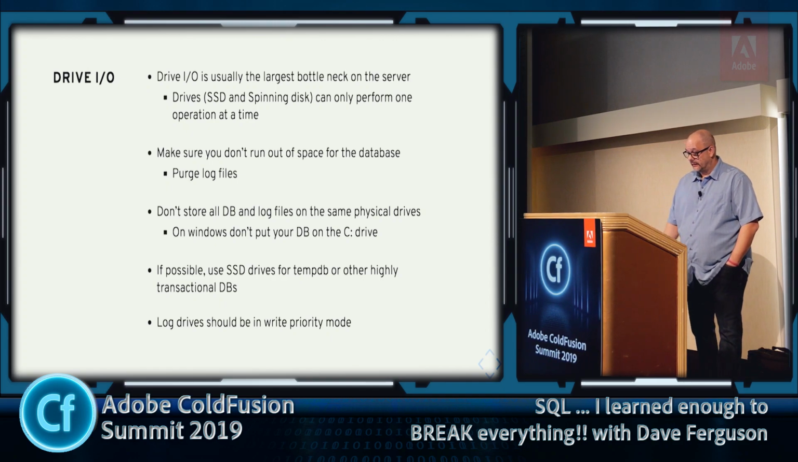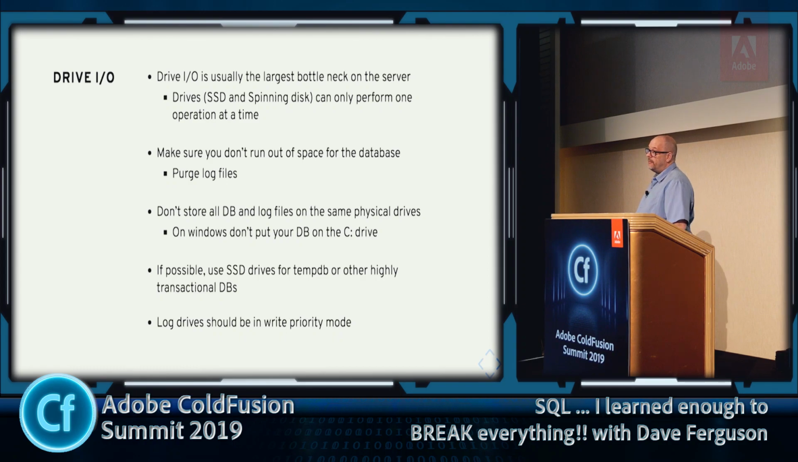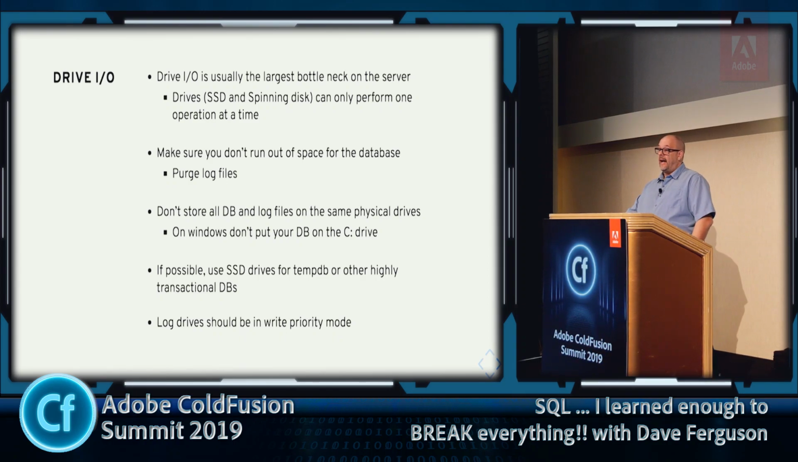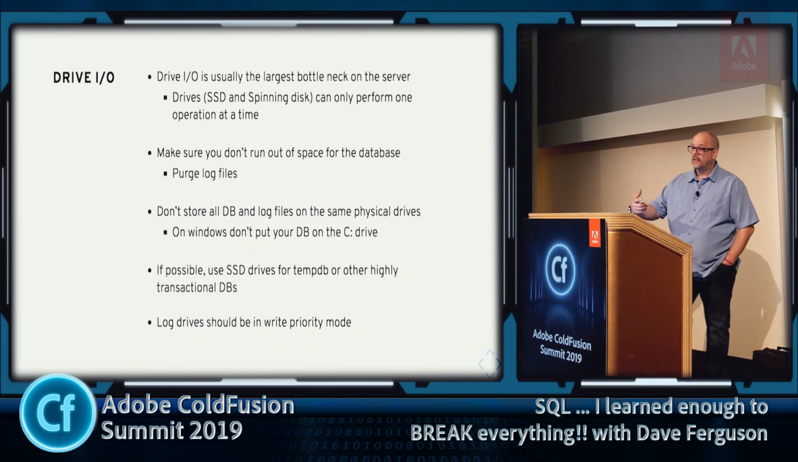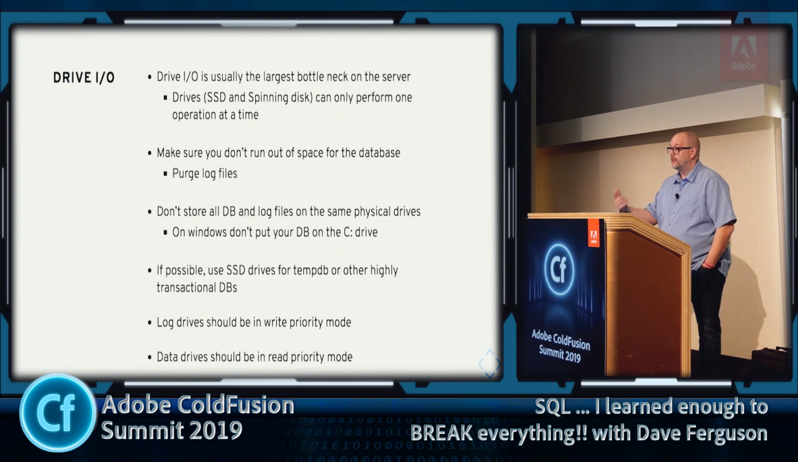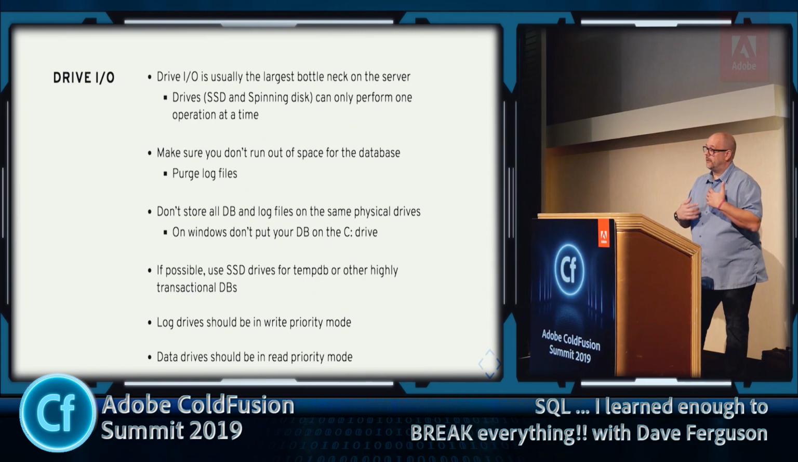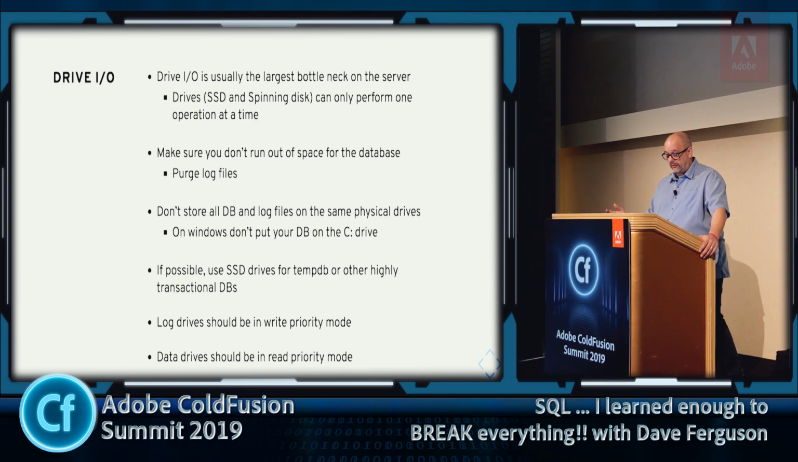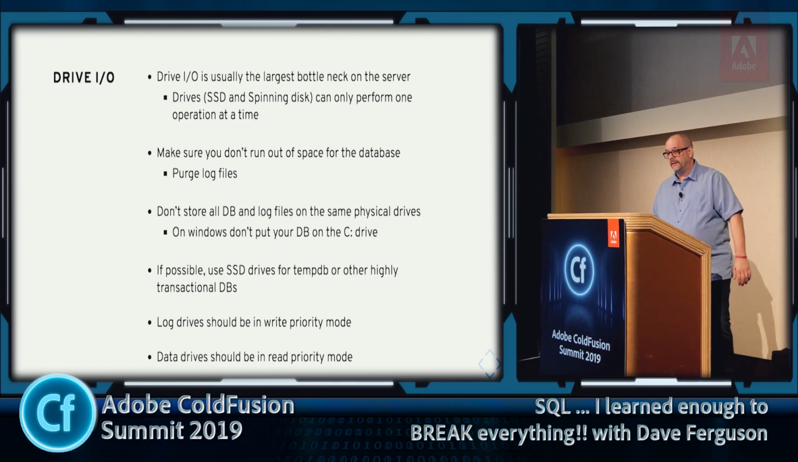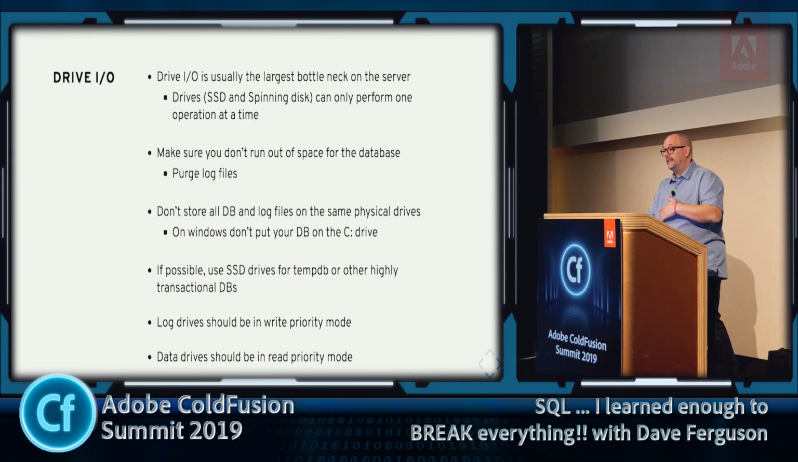And alternatively, your data drives should be in read priority mode. More often than not, with your database, you're pulling data from it versus pushing to it. So you'll be able to pull data out quicker because the hard drives are geared towards the operation of pulling things off. So it'll do those operations first. So if you have your database drive set to read and your log drive set to write, things will actually speed up pretty considerably. But this only is relevant if you're using spinning disk. If you're using solid state, it doesn't matter.